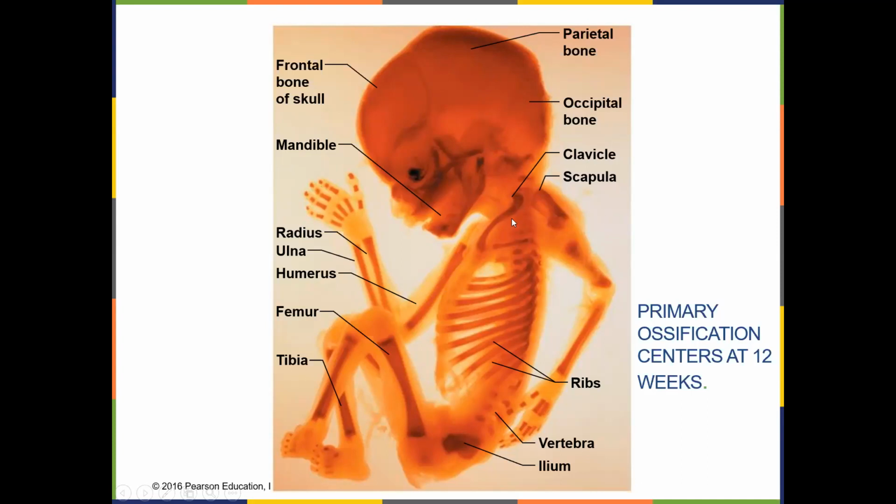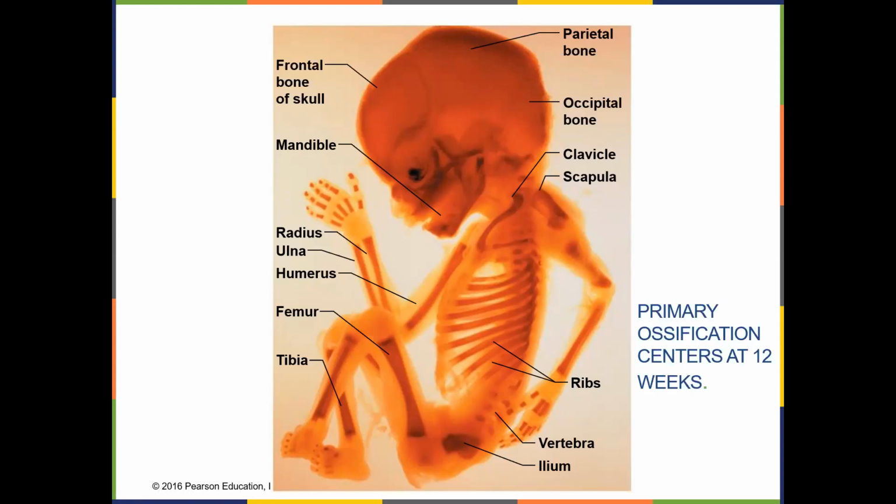Clavicle is remarkably almost complete in its shape. So the bone isn't missing. The bone is there. What you can't see in this image is the soft tissue version. You can't see the hyaline cartilage version of it.